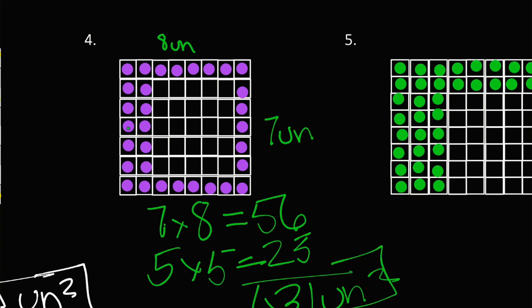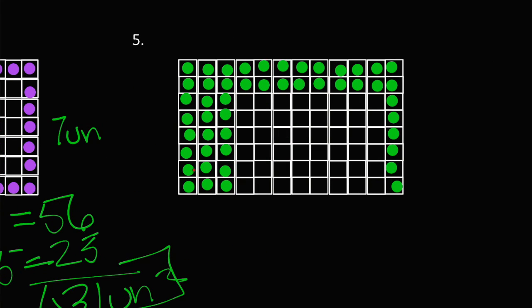1, 2, 3, 4, 5, 6, 7, 8, 9, 10, 11, 12, 13, 14, 15, 16, 17, 18, 19, 20, 21, 22, 23, 24, 25, 26, 27, 28, 29, 30, 31. So we know that we got 31 units squared. So let's move on to our last problem.